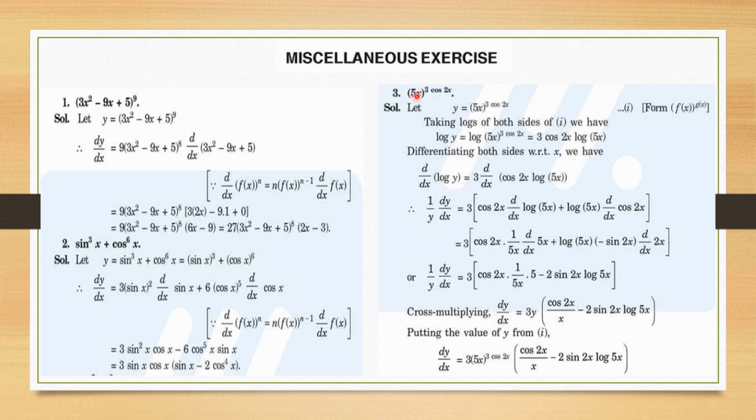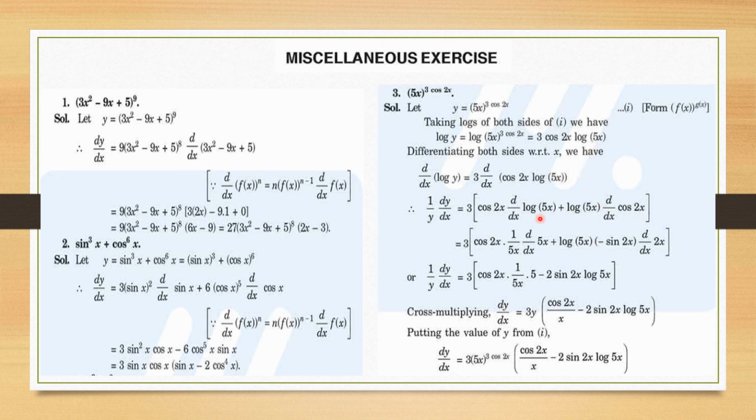Number 3 is again function raised to power function, which can be differentiated by taking log both sides. So it becomes log y is equal to log of (5x) raised to power 3 cos 2x, which can be written as 3 cos 2x into log 5x. Now differentiating both sides with respect to x, it will be 1 by y dy by dx is equal to 3 times the product of two functions. So it will be cos 2x into d/dx of log 5x plus log 5x into d/dx of cos 2x.